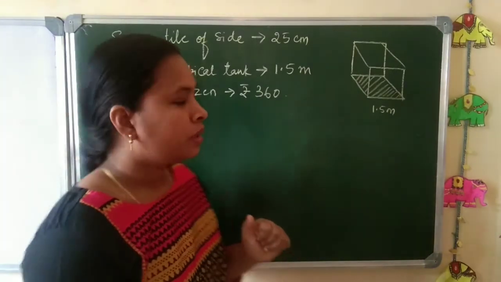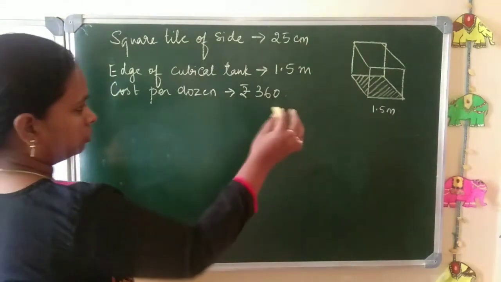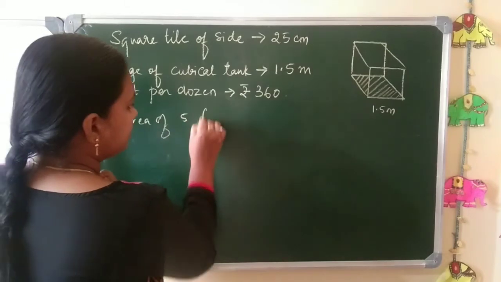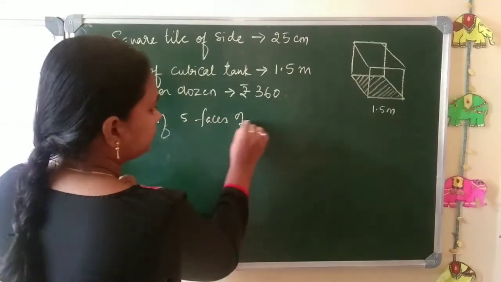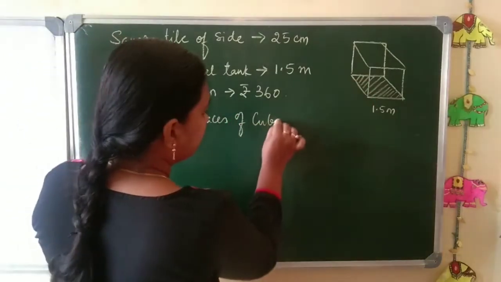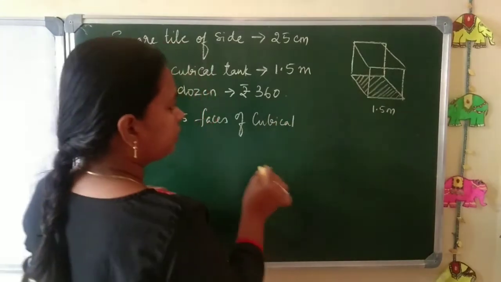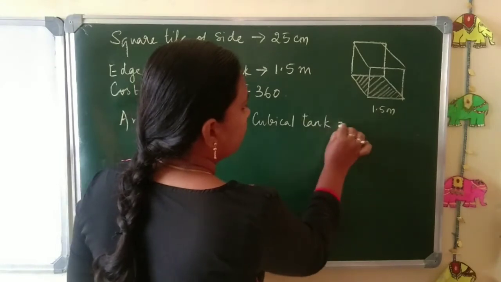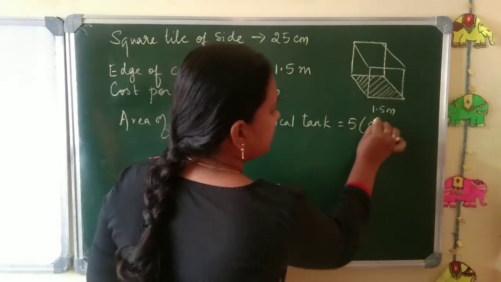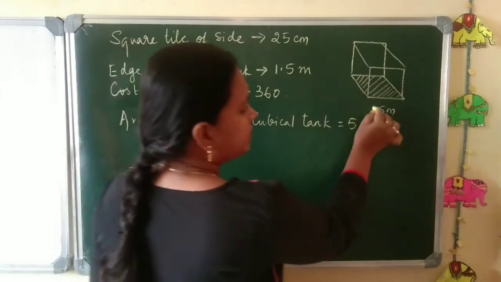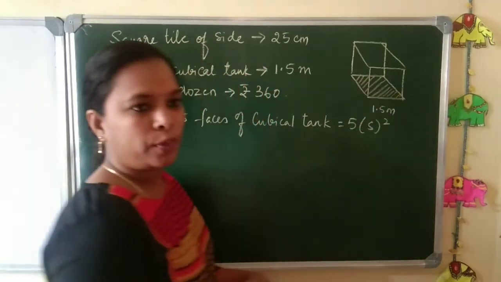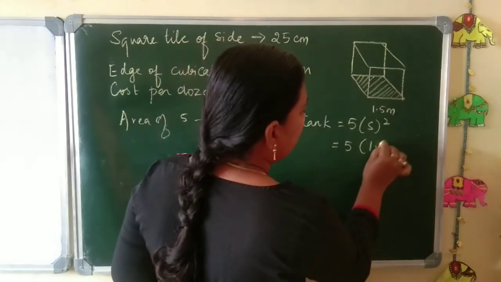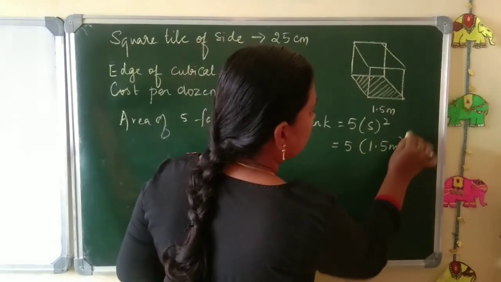The first step here is, you have to find the area of the 5 faces of the tank. As it is a cubical tank, we are going to apply the formula of a cube. So it will be equal to 5 side square. Now this side is nothing but the edge of the tank, 1.5 meter. So we will write here 1.5 meter whole square.